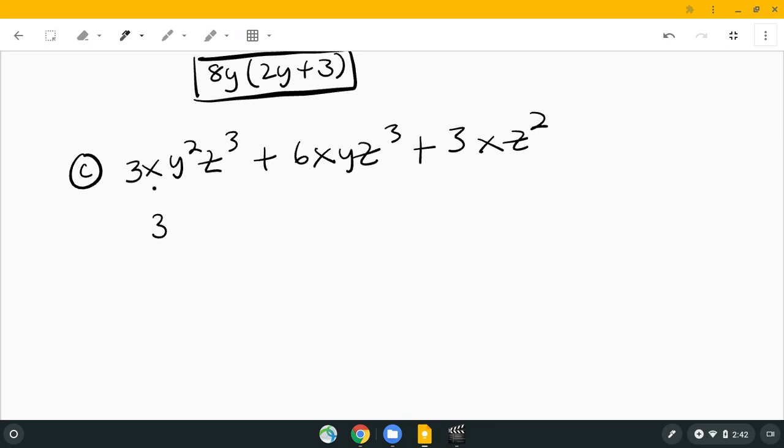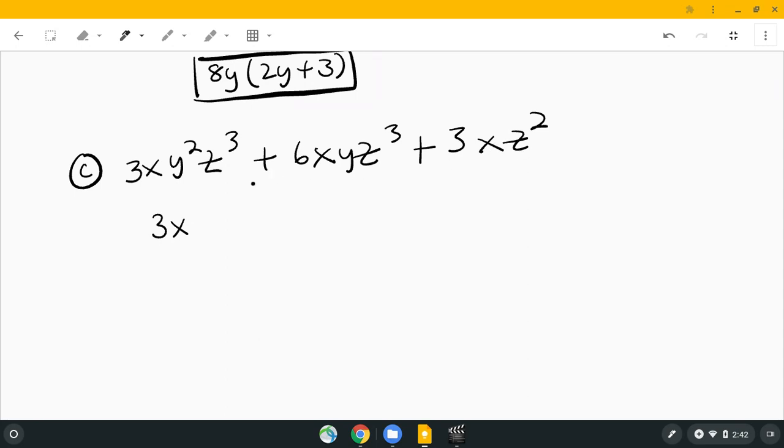And let's check, do they all have x? x1, x1, x1. So we'll be able to factor out x1. Do they all have y's? This one has y squared, y1, no y. So we cannot factor out a y, okay? Because all of them have to have it. This one doesn't have any y's.